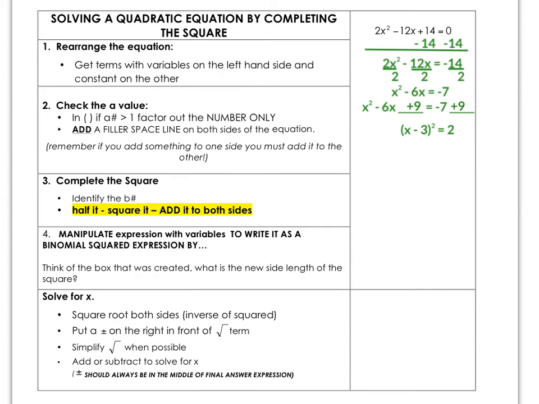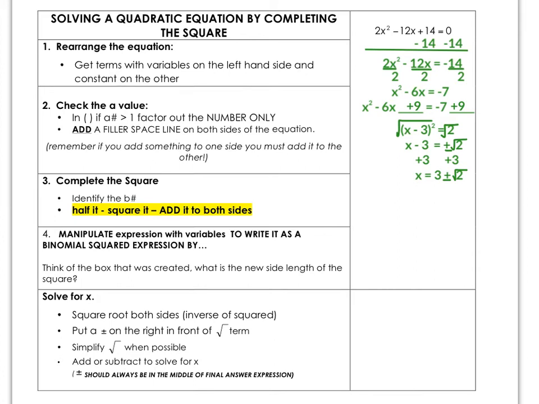Okay, next step. We need to get x by itself. So the first thing I need to do is take the square root of each side to get rid of the squared. So now that becomes x minus 3 equals plus or minus radical 2. Then to get x by itself, add 3 to both sides. So then my answer is x equals 3 plus or minus radical 2.